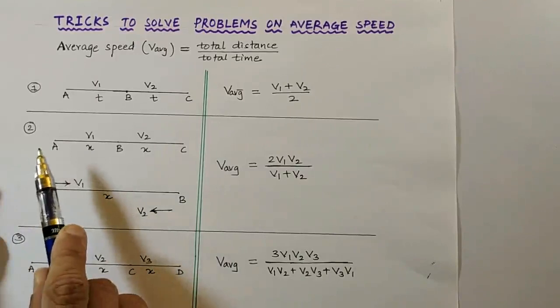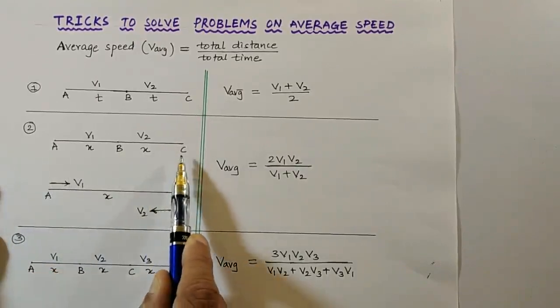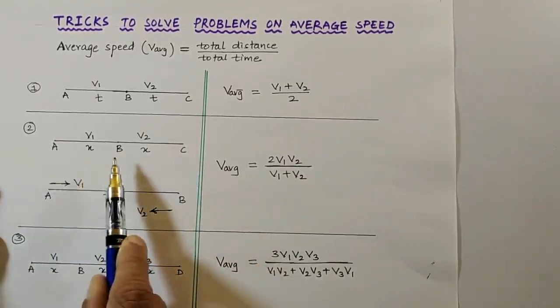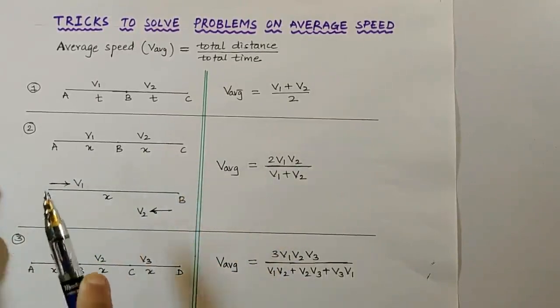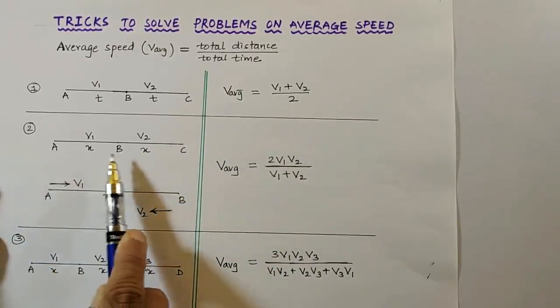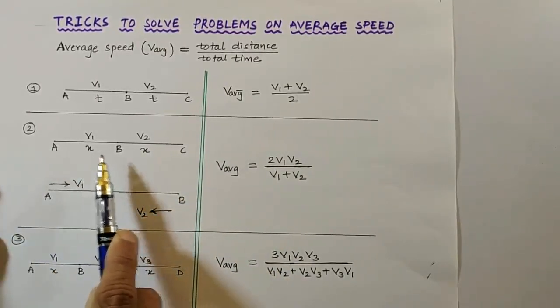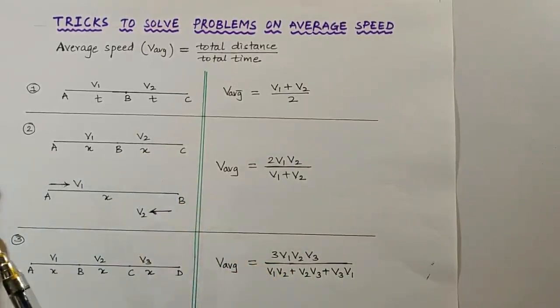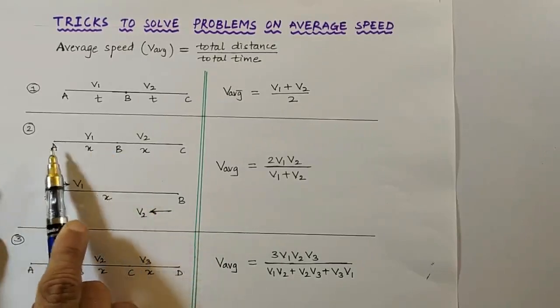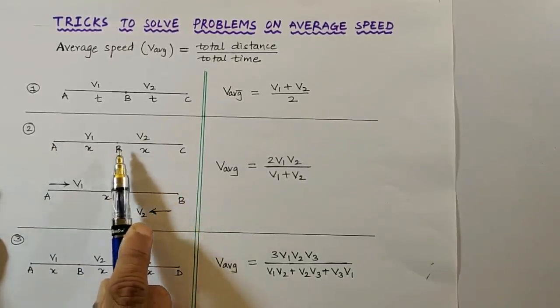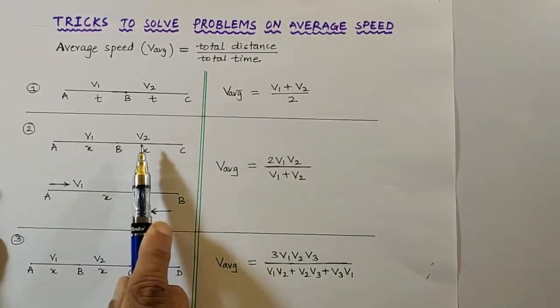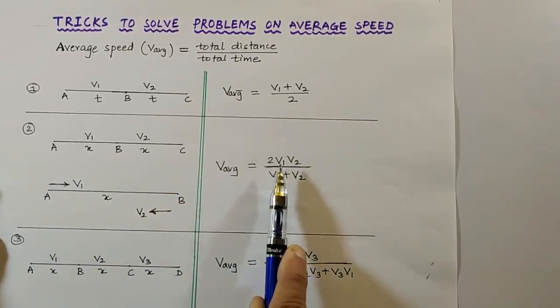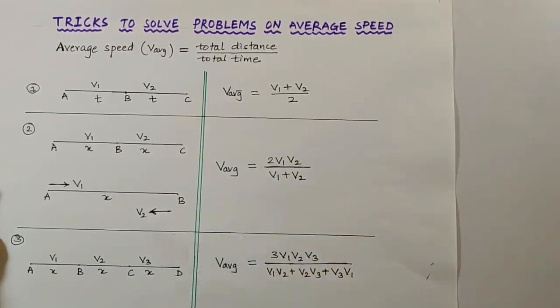In the second case, the body is moving from A to C in two equal distances. Meaning it is covering A to B in x distance, B to C is x distance. Meaning the distance covered is the same, but the speeds are different. From A to B speed is v1, from B to C speed is v2. Then average speed is given by 2v1v2/(v1 + v2).